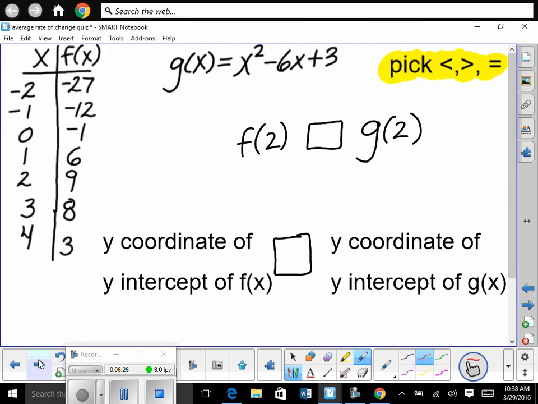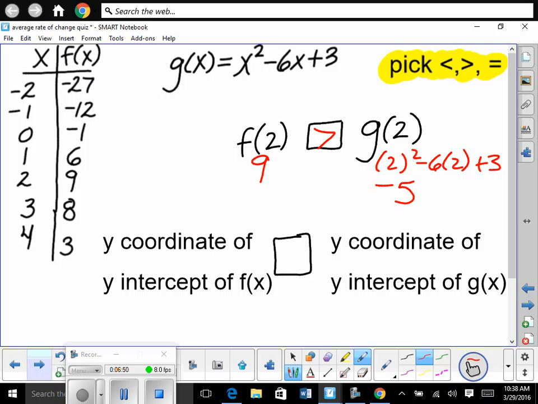Okay, next one. f of 2 versus g of 2. f of 2 means our function at 2, which is 9. My function, g of 2 means what's my function at 2? So we're doing 2 squared minus 6 times 2 plus 3. Negative 5. 9 is greater than negative 5.